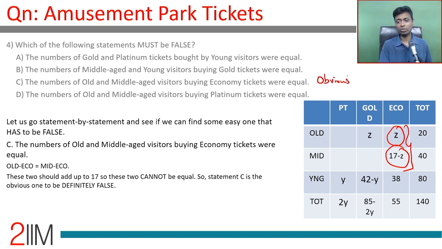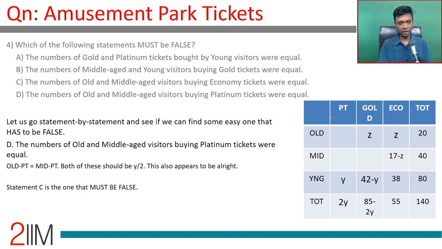We don't even have to process it completely. This is most definitely false. I'm answering C. We don't really have to re-evaluate A and B. And for the sake of completion, I'm going to look at D as well, but I'm confidently marking C without going back to see whether A and B can be wrong somewhere else because of some other reason. Statement D, the numbers of old and middle-aged visitors buying platinum tickets were equal. These two are equal. We've already done this.